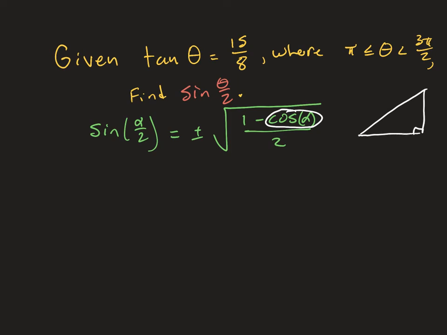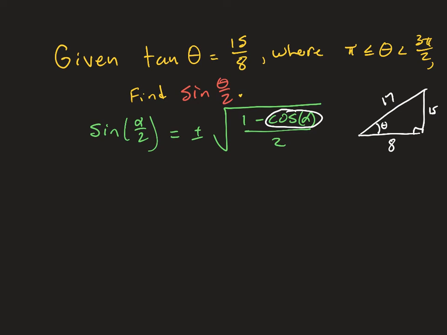We're going to go back to our SOHCAHTOA. We'll draw angle theta right here. And we know that the tangent ratio is 15 over 8. That means the opposite over adjacent is 15 over 8. So 15 is opposite and 8 is adjacent. From there, we can figure out the hypotenuse by using the Pythagorean theorem. When you run through the Pythagorean theorem, you get the square root of 15 squared plus 8 squared, which is 17. So the hypotenuse is 17.